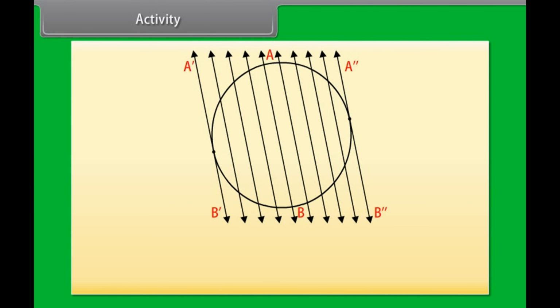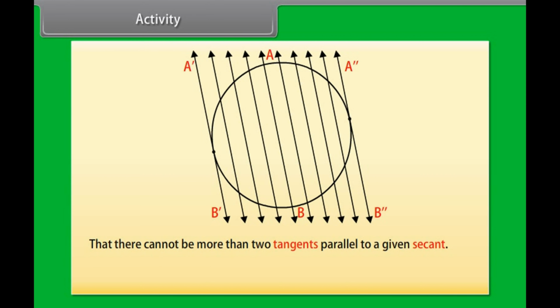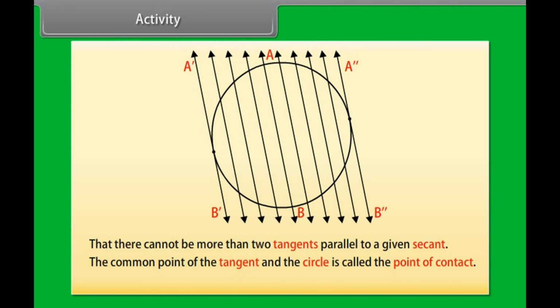Now look at the positions A', B', and A'', B'' of the secant. These are the tangents to the circle parallel to the given secant AB. We can also observe that there cannot be more than two tangents parallel to a given secant. The common point of the tangent and the circle is called the point of contact, and the tangent is said to touch the circle at the common point.